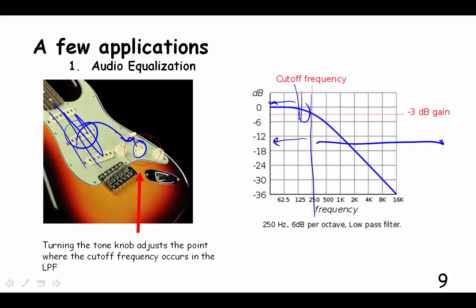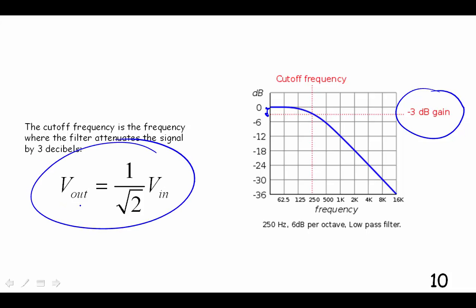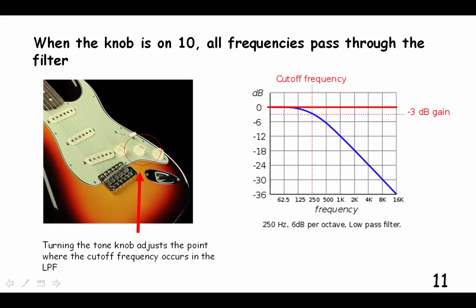And then above the cutoff frequency, we see that the frequencies are being attenuated, and the higher the frequency is, the more attenuation we get from what the input was. And by negative 3 dB gain at our cutoff frequency, that means we're getting an attenuation of negative 3 dB. What's negative 3 dB? That's when the output amplitude is 1 over the square root of 2, which is 0.707, times the input amplitude. Okay, so turning that knob adjusts where your cutoff frequency is.